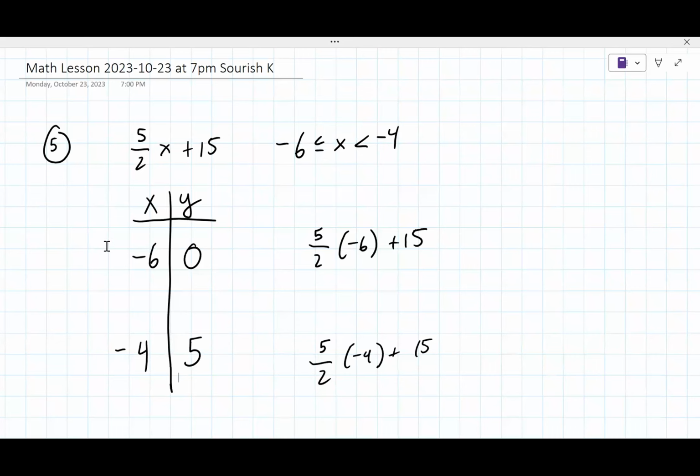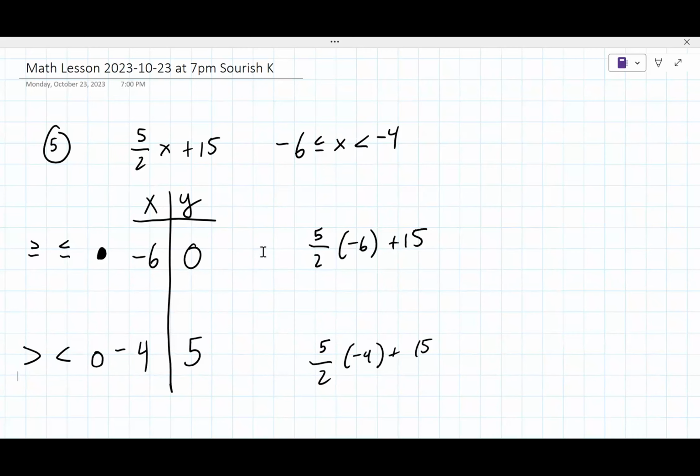Is that an open or a closed circle? That right there is going to be a closed circle. It's going to be a filled in dot. Now, how about the less than? Is that an open or a closed circle? So the less than and the greater than are open.